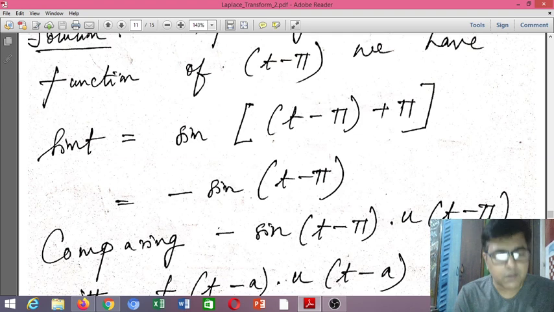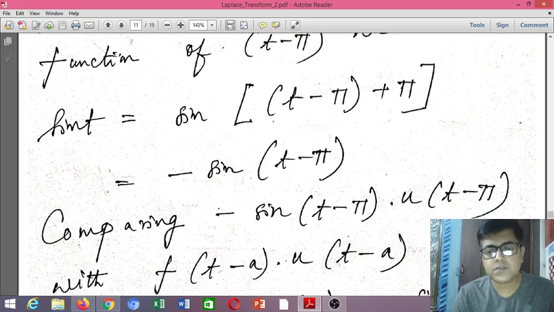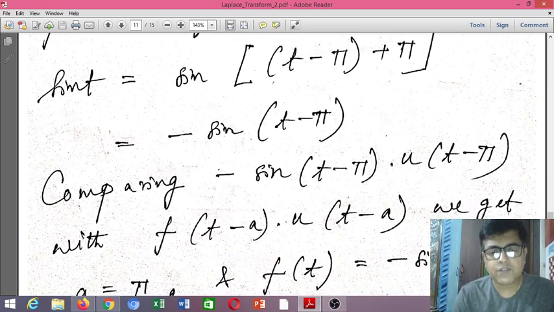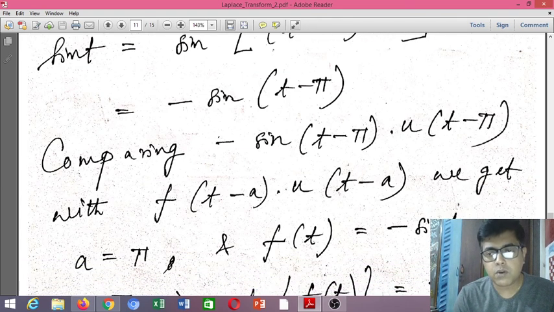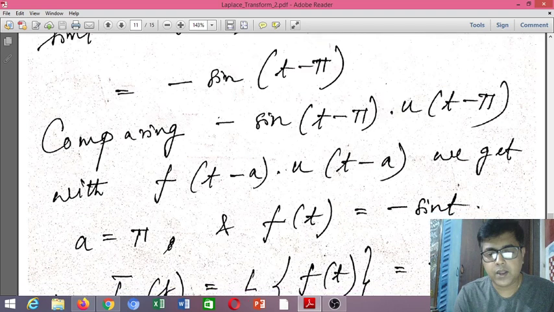Now let's make a comparison. In place of sine t, I'm now writing minus sine(t minus pi). There's no harm in doing it. Multiplied by the unit step function u(t minus pi), with the result that we know, f(t minus a) into u(t minus a). If we compare minus sine(t minus pi) u(t minus pi) with f(t minus a) u(t minus a), what do you get? You get a equal to pi, no doubt about that. And f(t) is minus sine t. It's not sine t, it's minus sine, because there's a minus sign over here.